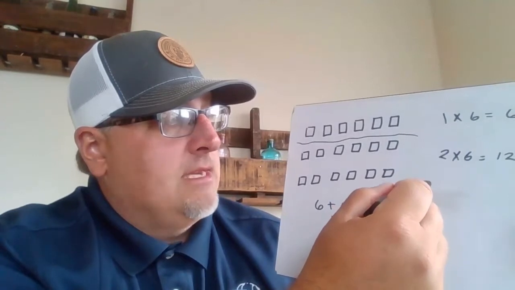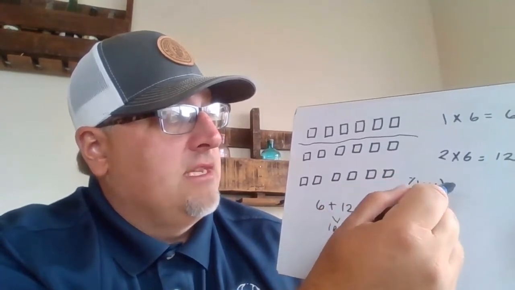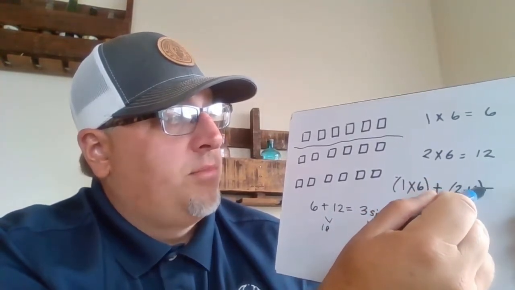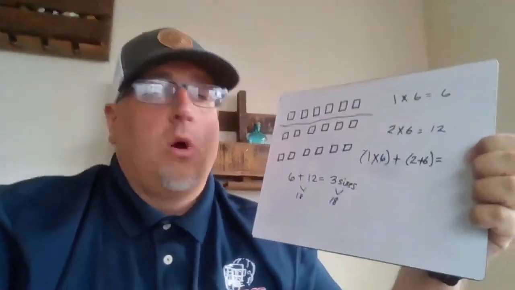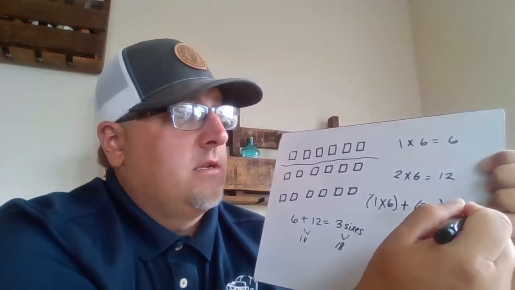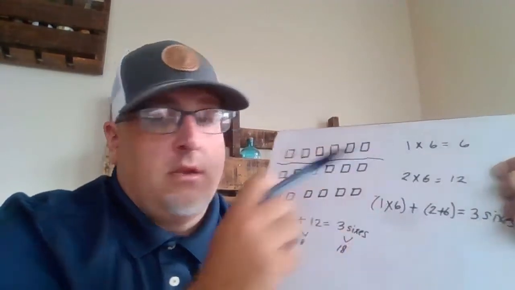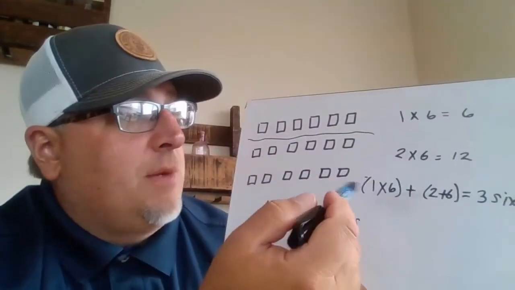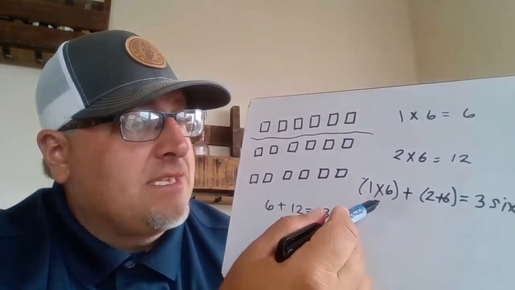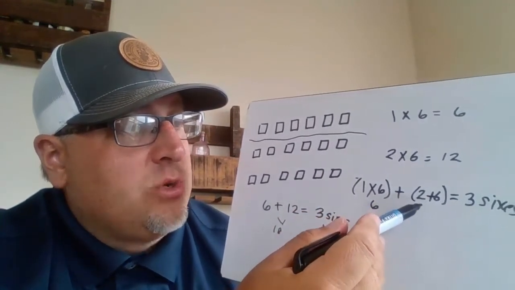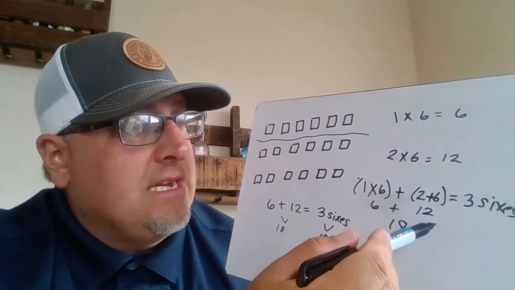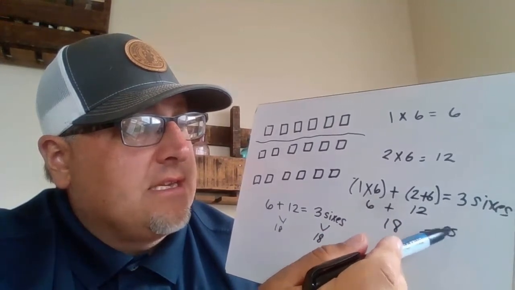Yep, we're gonna take 1 times 6. We're gonna put it in parentheses plus 2 times 6. Put that in parentheses, and we know our answer. Our answer is 3 6s. Okay, 3 6s here. Let's see if that matches up here. So we're gonna do what's in each parenthesis, and then we're gonna add them up. We know 1 times 6 equals 6, and 2 times 6 equals 12. 6 plus 12 equals 18. And then we have 3 6s.